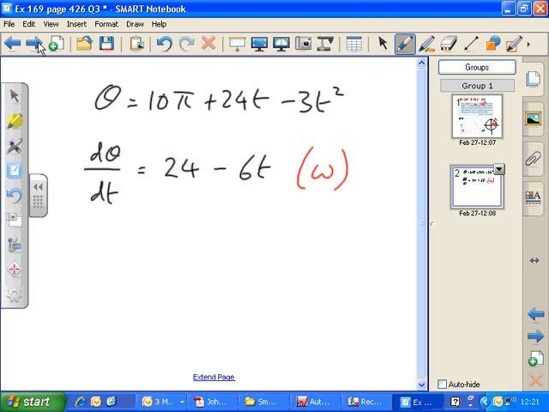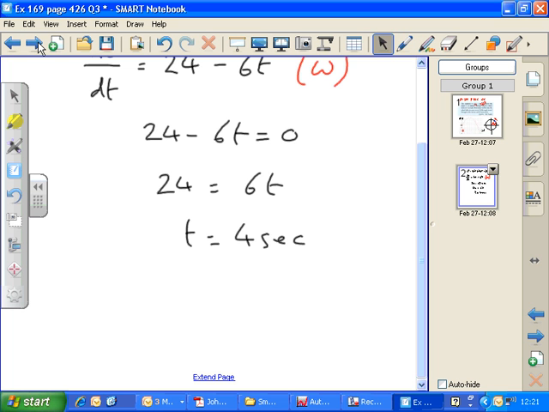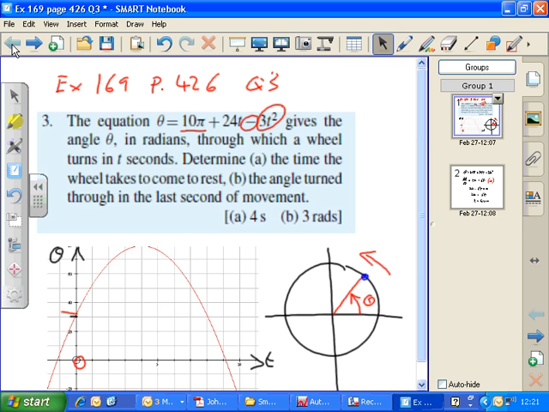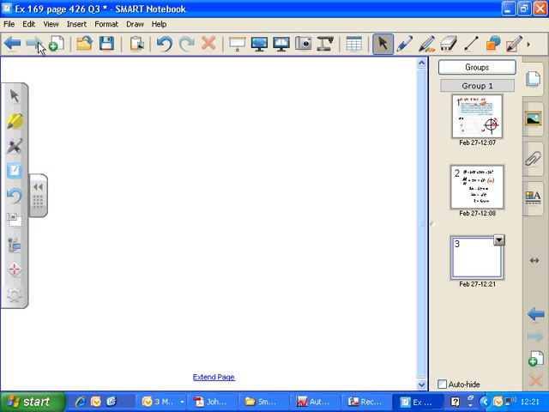We're interested in when the wheel comes to rest. So 24 minus 6t equals 0, adding 6t to both sides. 24 equals 6t. Dividing both sides by 6, t equals 4 seconds. So the wheel comes to rest after 4 seconds. Looking at the rest of the question, part B, what is the angle turned through in the last second of movement? So what we need to do is find out what the angle is after 4 seconds and what the angle is after 3 seconds, and take one away from the other.